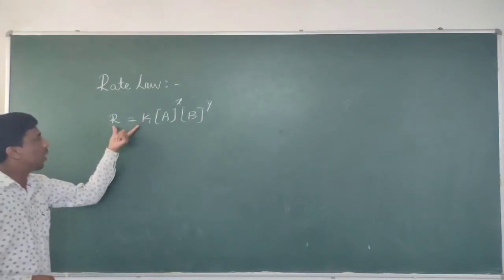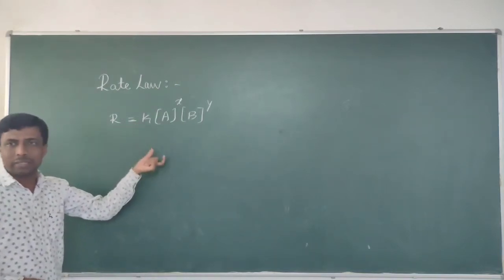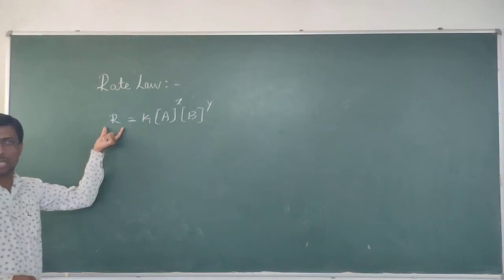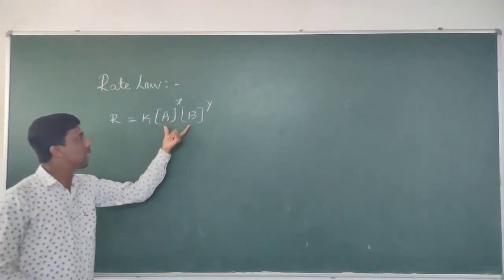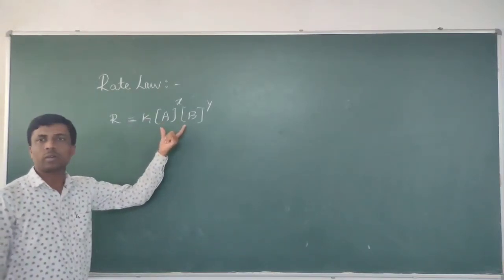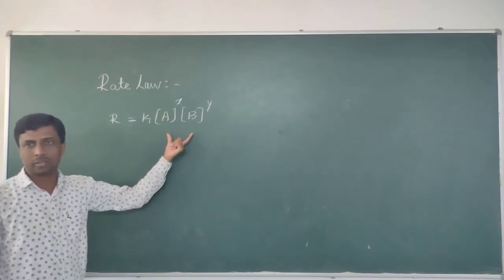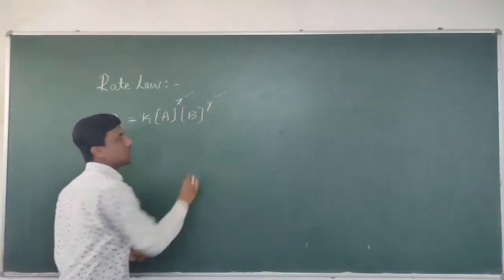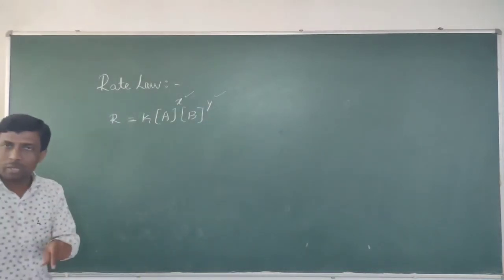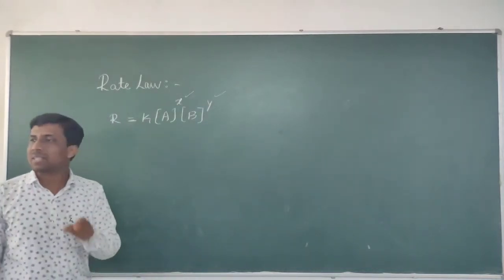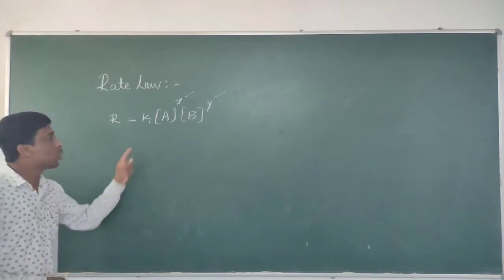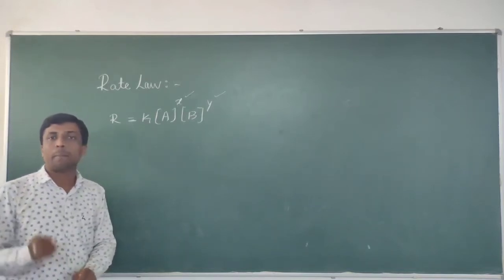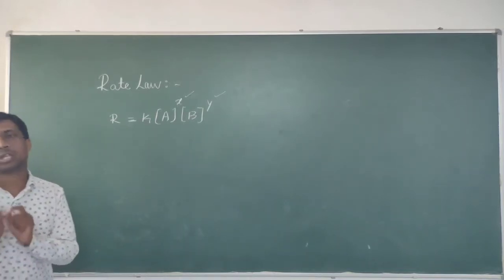The rate law expression says the rate of a reaction is directly proportional to the product of the molar concentrations of the reactants. Each term is raised to some power, which may or may not be the same as the stoichiometric coefficients of the balanced chemical equation.